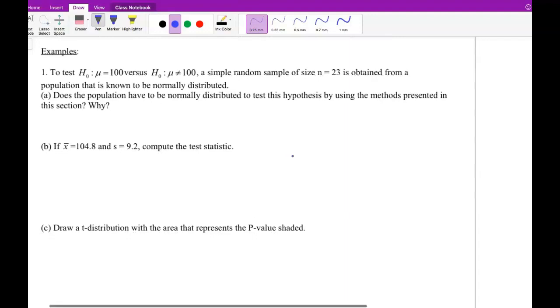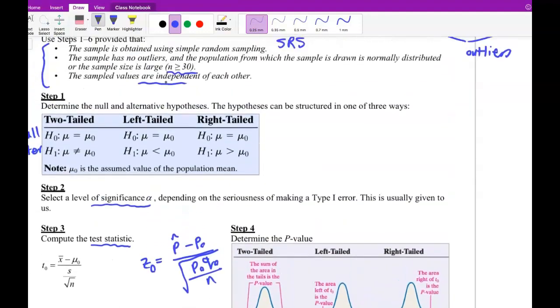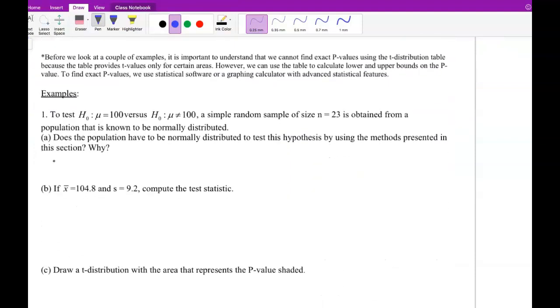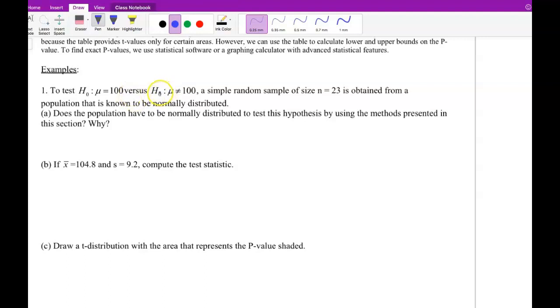Example number 1. Here our null is mean is equal to 100, versus the alternative that mean is not equal to 100. Here for the null I use H0, and for the alternative H1. So it's better to change this one to H1, because that is versus this one. So this is the null, and this is the alternative.